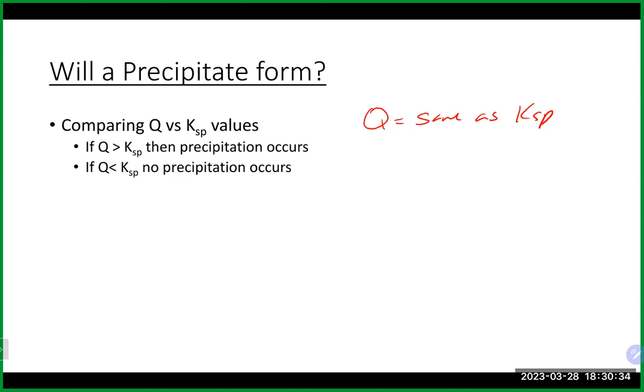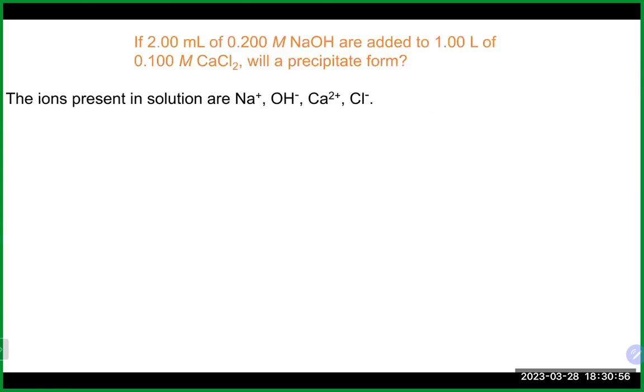If we calculate Q and it's greater than the KSP, we would expect precipitation to occur, because basically it would have to shift to the reactant side to reach equilibrium. If Q is less than the KSP, it would shift to the right-hand side, and those are all ions, so it would increase the solubility, and no precipitation will occur.